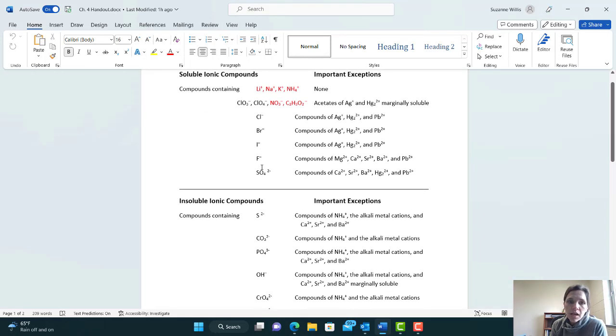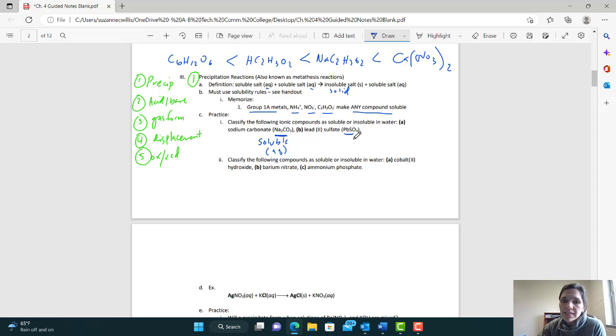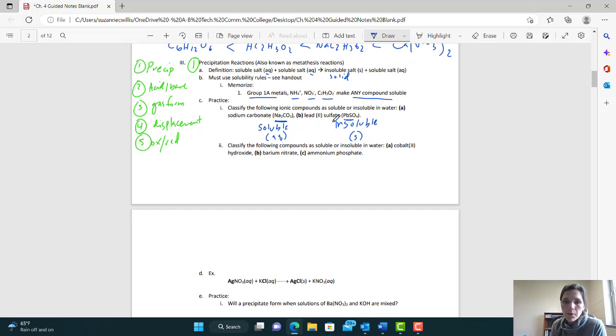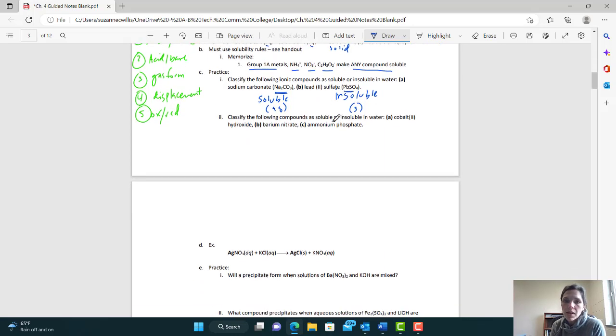Sulfate is typically soluble, yes? Okay, so sulfate wants to be soluble unless it's with one of these. Well, do you see that it's with lead, which is an exception? So it does not follow its rule of soluble. It actually will be insoluble. So here we would say this guy is insoluble. So what would he produce in a solution? Would he be aqueous? No, he would actually be a solid. He would be a solid precipitate, or a solid if you put him in water.